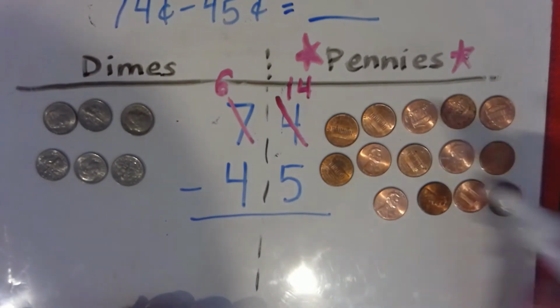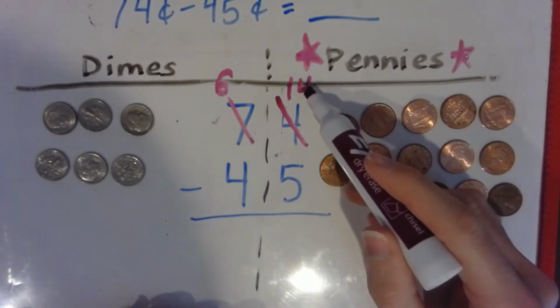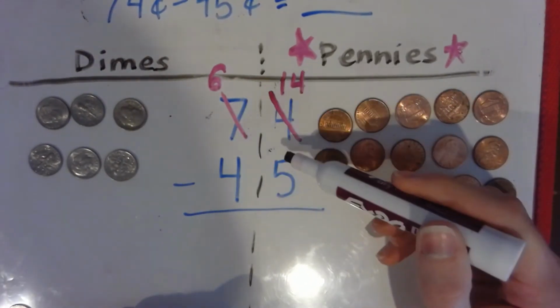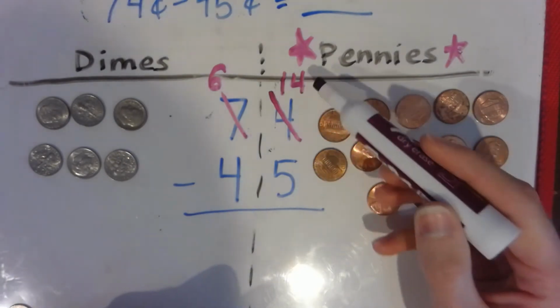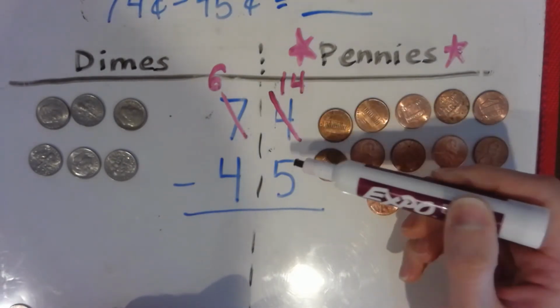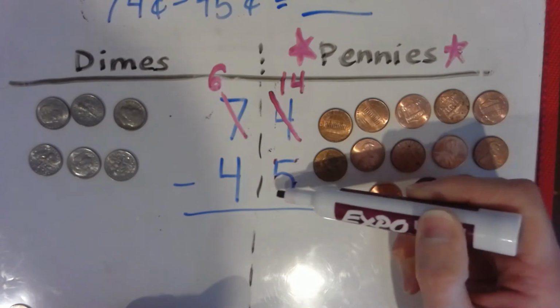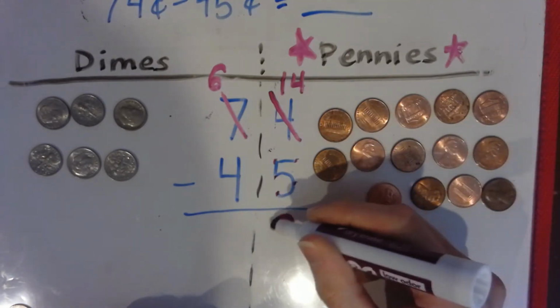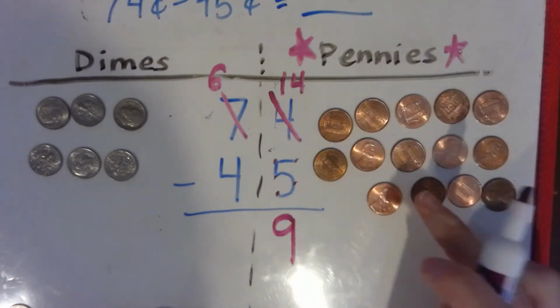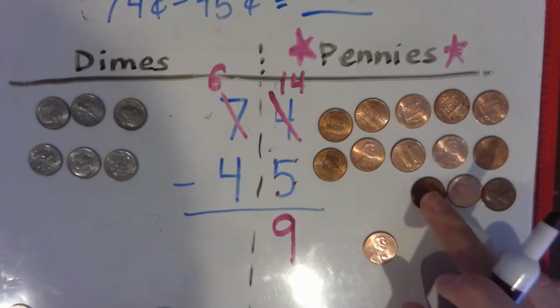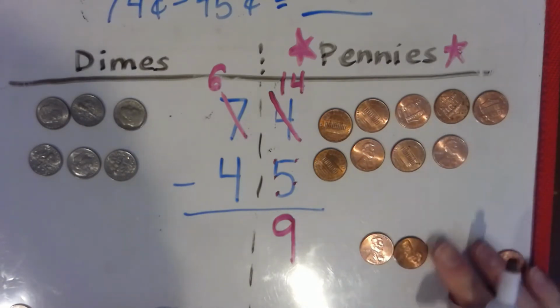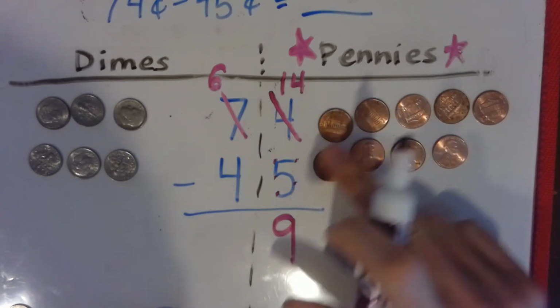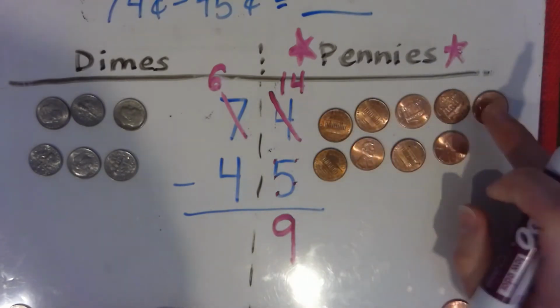Now we can solve. We have more on top, so we don't need to stop and borrow. We already borrowed, so now we have more on top. 14, 13, 12, 11, 10, 9. 9. 14. Then we take away 1, 2, 3, 4, 5. It's 9. 1, 2, 3, 4, 5, 6, 7, 8, 9.